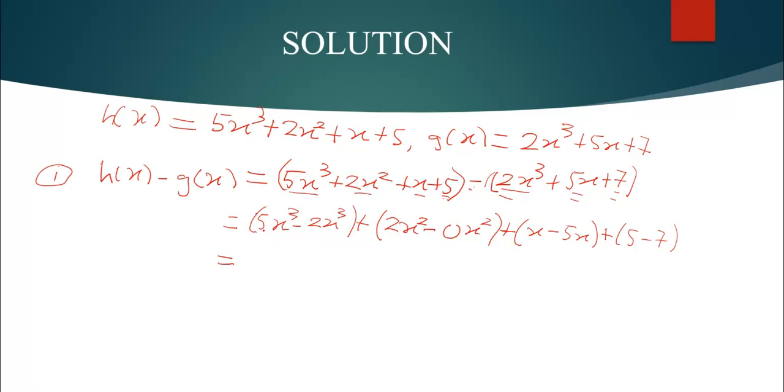So you are going to have 5x cubed minus 2x cubed. This means you are finding the difference in x cubed. This is going to give us 3x cubed, then plus 2x squared minus 4x and minus 2.